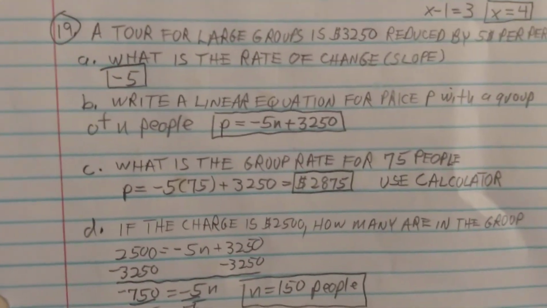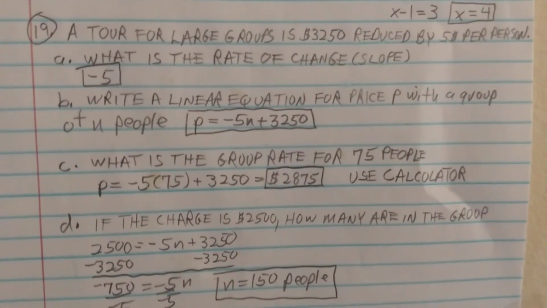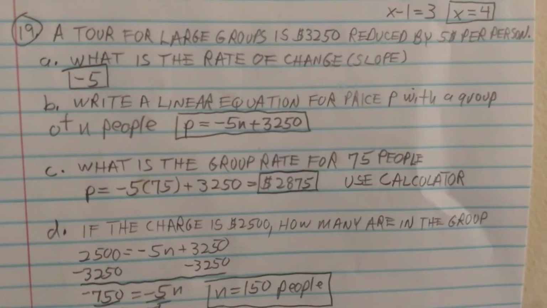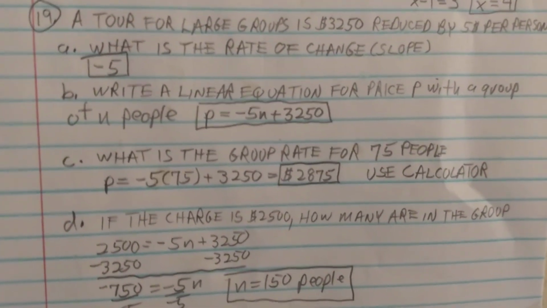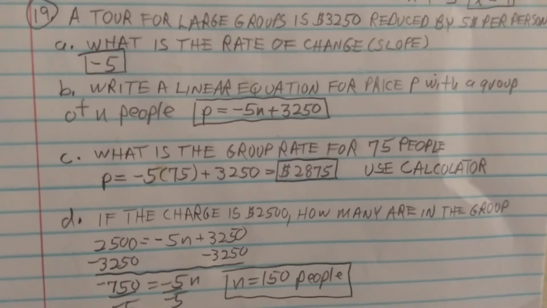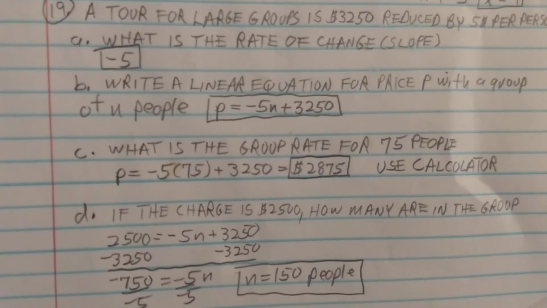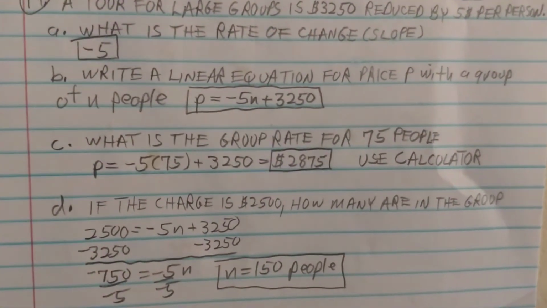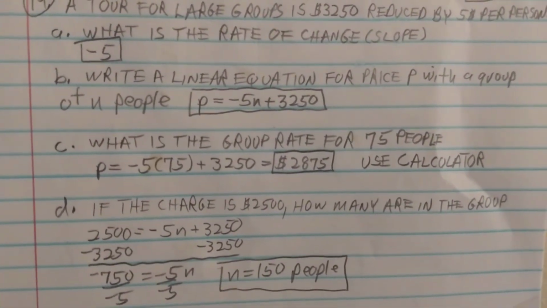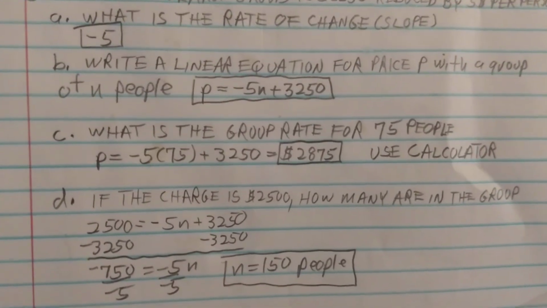And now 19, a tour for a large group is $3,250, reduced by $5 per person. So what is the rate of change or the slope? Well, that's just negative 5. Write a linear equation for a price p with a group of n people. P is equal to -5n plus 3250.